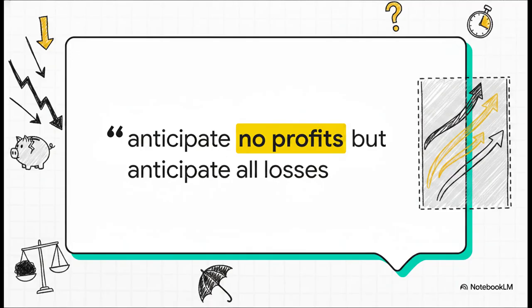Now, really pay attention to this golden rule because you should definitely commit it to memory. As an accountant, you must operate on this exact premise. Anticipate no profits, but anticipate all losses. It sounds a bit pessimistic, I know, but if there's a likely loss on the horizon, you record it. If there's a potential profit, well, you wait until it is undeniably 100% earned.